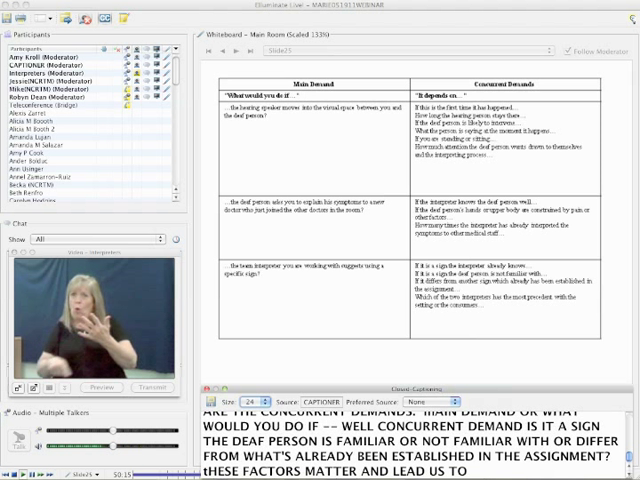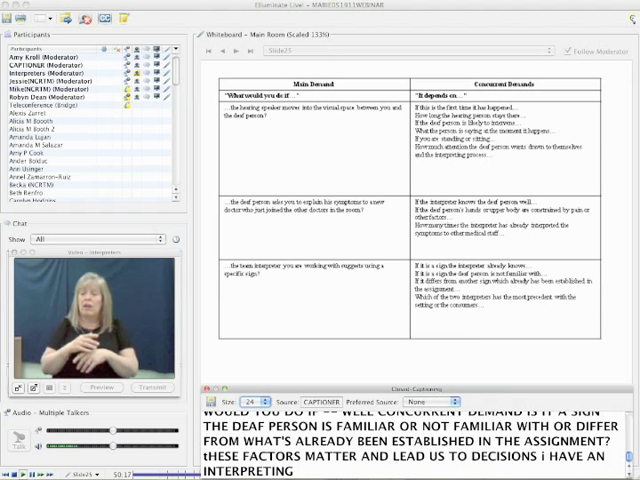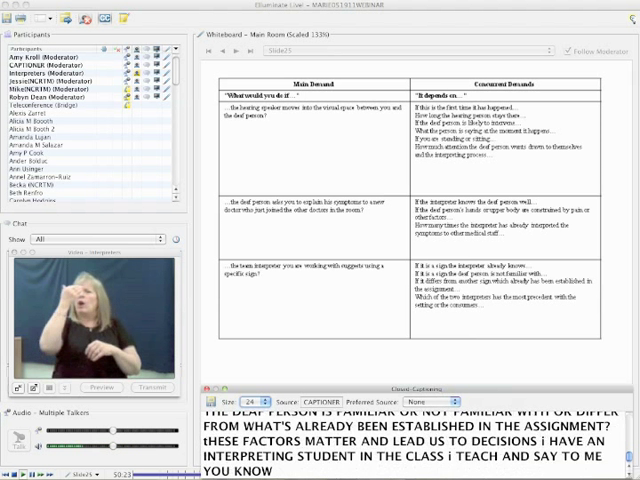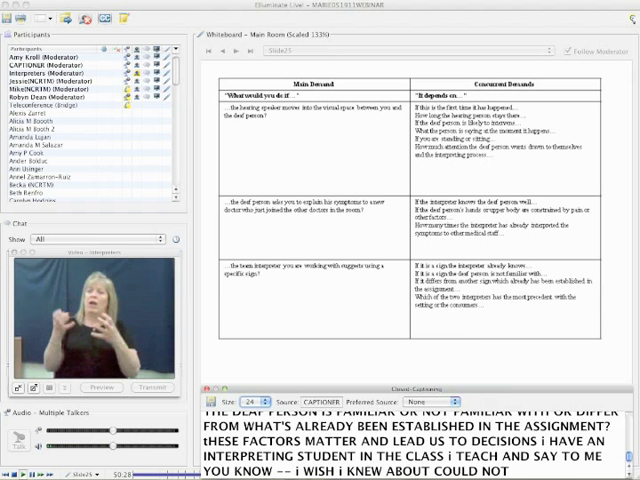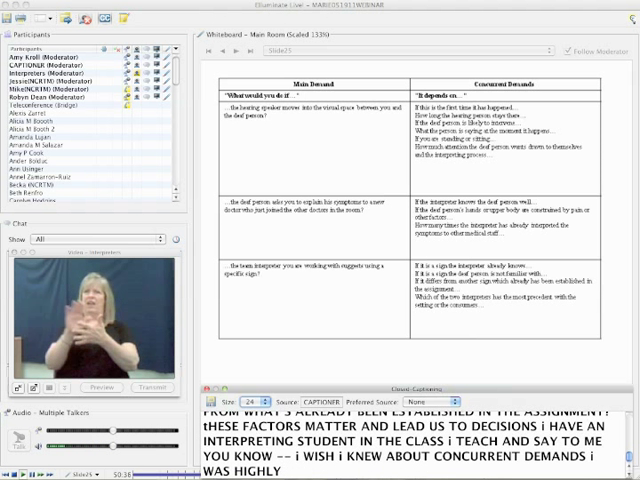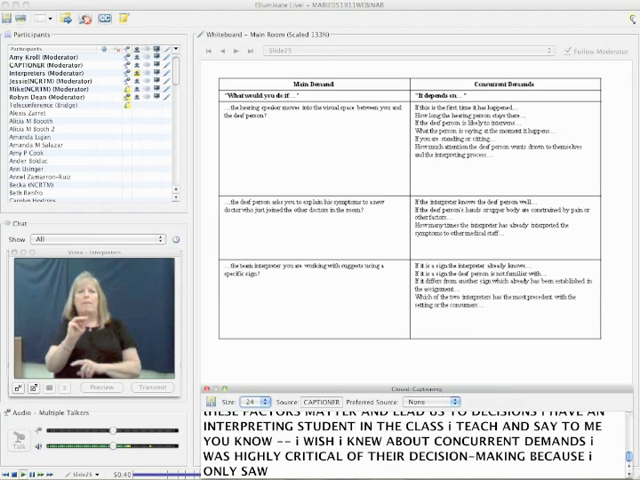I had an interpreting student in the class I teach at NTID say to me, you know, I wish I had known about concurrent demands when I was a newer interpreter. She's I think a third year, maybe even a fourth year. She said, because I was asked to go and observe interpreters on assignments, and I was highly critical of their decision making because I only saw the main demand. I didn't see the concurrent demands.